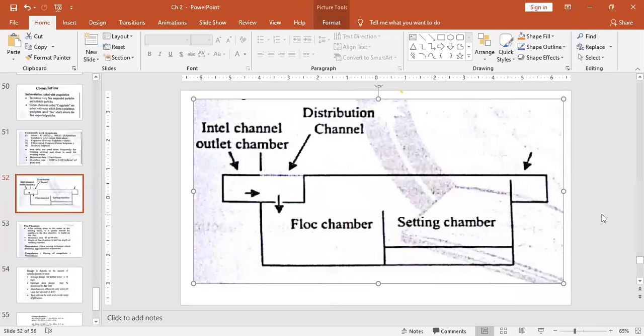Okay, now flocculation with settling. How can we achieve this flocculation with settling? This is a small tank. You can make it as an inlet channel or inlet chamber. So for what purpose the inlet chamber? Through which water will be entered into the tank, first thing. And second thing, there will be an arrangement to add the coagulant. So there will be a small pipe provided to add the coagulant.